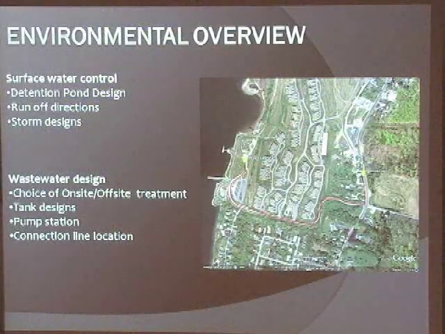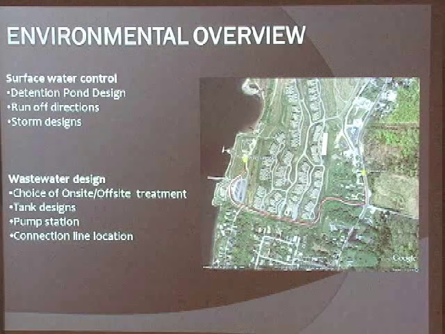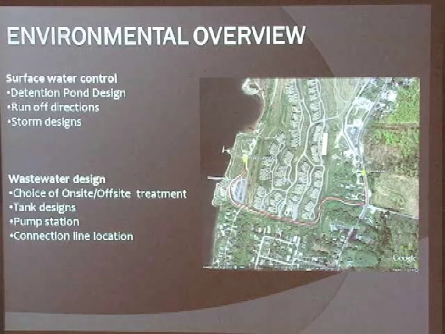All right, my name is John Brito, and I was the environmental engineer for this project. For the environmental portion, we had 2 things to worry about: surface water control and wastewater control. So with the surface water, we had to design a detention pond, have runoff directions, and also design for 10 to 20-year storms. For the wastewater, we had to choose whether or not it was going to be on-site or off-site, design the tanks, design the pump station, and also have a connection line. This is going to be our proposed connection line. It's going to connect to 138 right here.